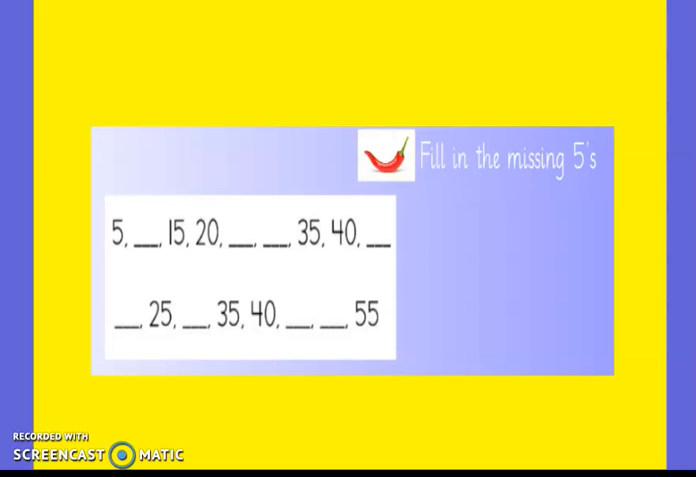And I'd like you to have a little practice with your adult, please, too. Fill in the missing fives. 5, what goes there? 15, 20. Okay. Have a little go with your adult, filling in the missing fives. Fantastic.